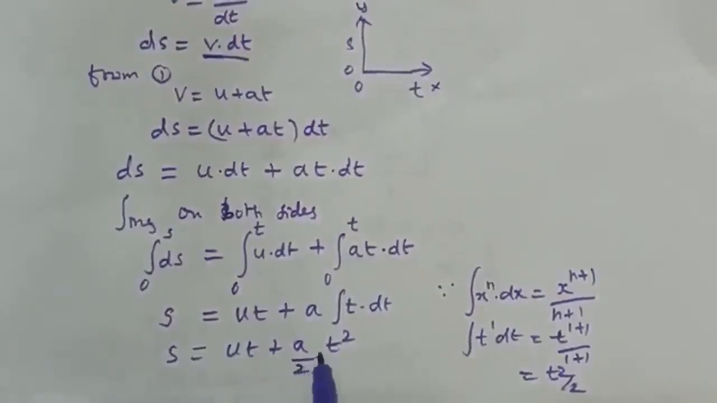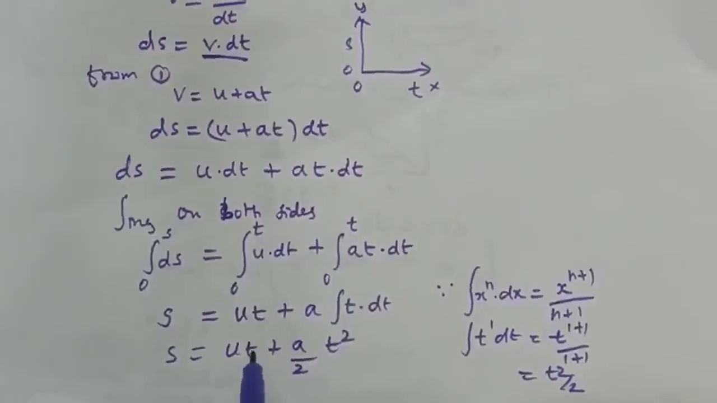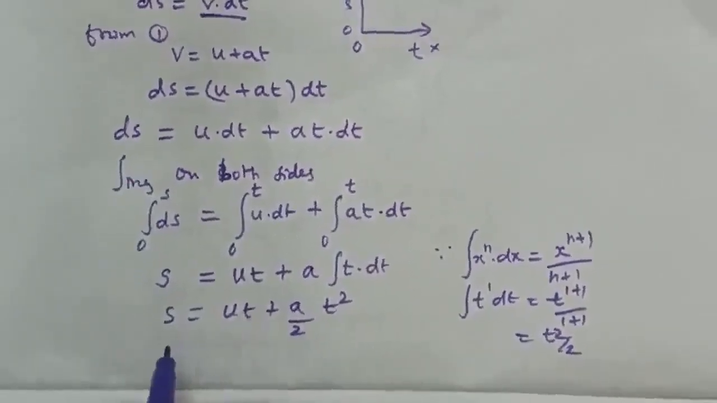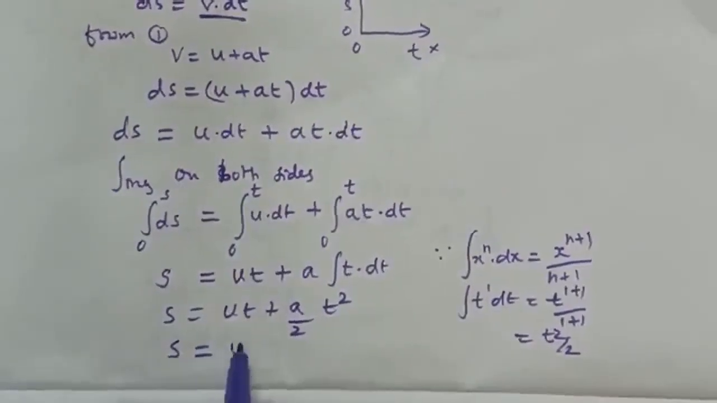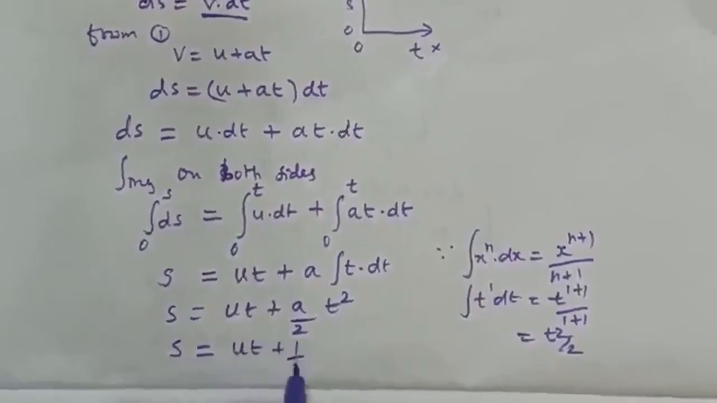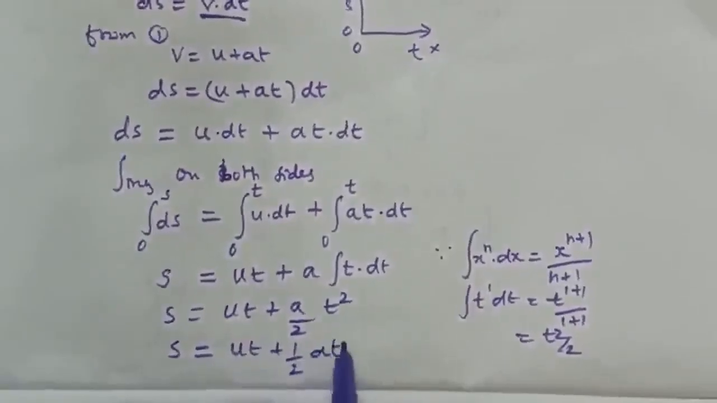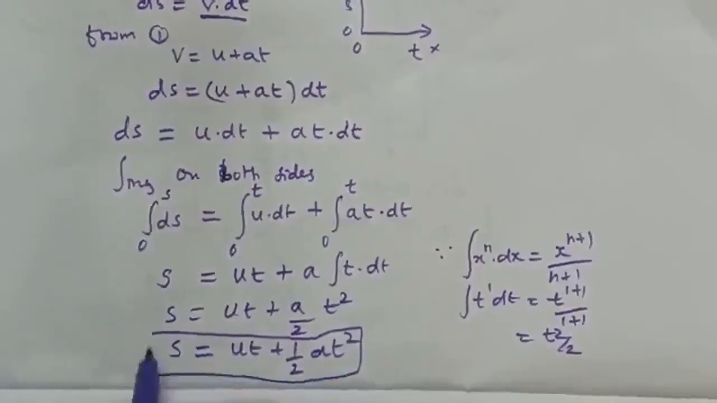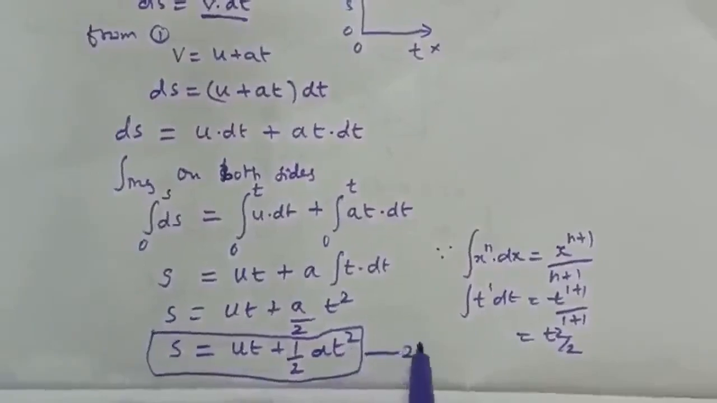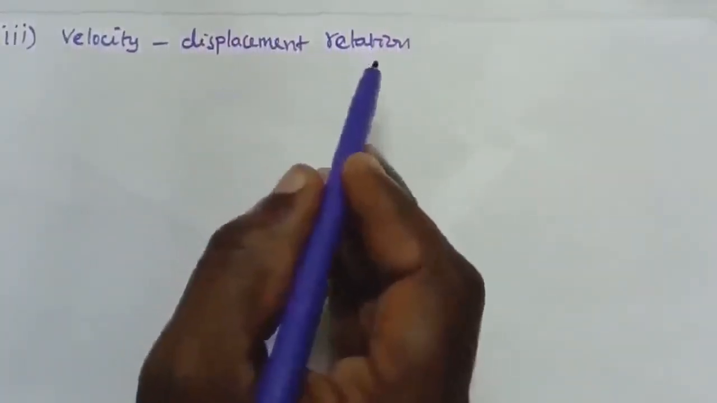Are you clear, children? Okay. Now this is the second kinematic equation. So students, now write this second kinematic equation: s is equal to ut plus 1 by 2 at square. This is the second equation, equation number 2. So the third relation, the velocity displacement relation.